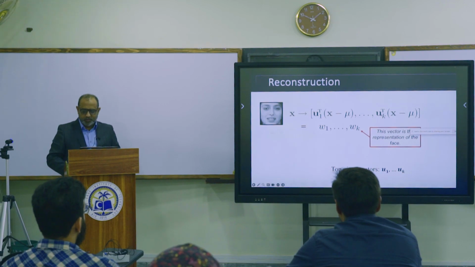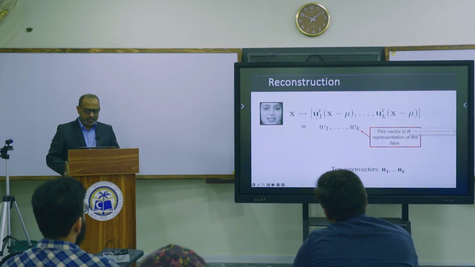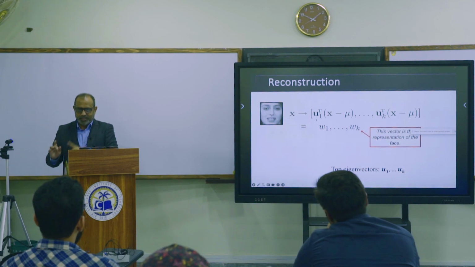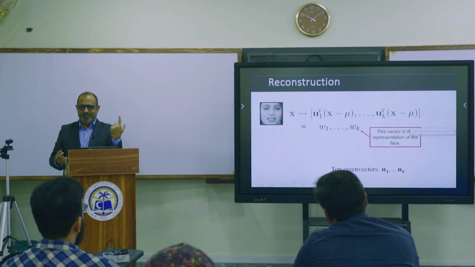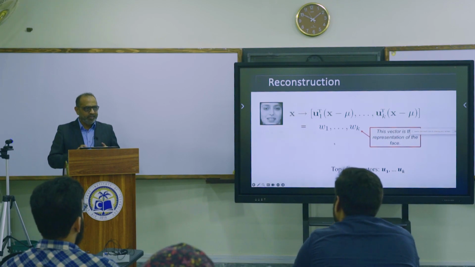U1 transpose, UK transpose, I multiply with the transpose, okay, because let's say this is 10,000 into 1, so it becomes 1 into 10,000 because I'm taking the transpose, and this is also 10,000 into 1. So 1 into 10,000 multiplied by 10,000 into 1 becomes 1 into 1, which is 1 number, okay. So this is a number, which is my weight.